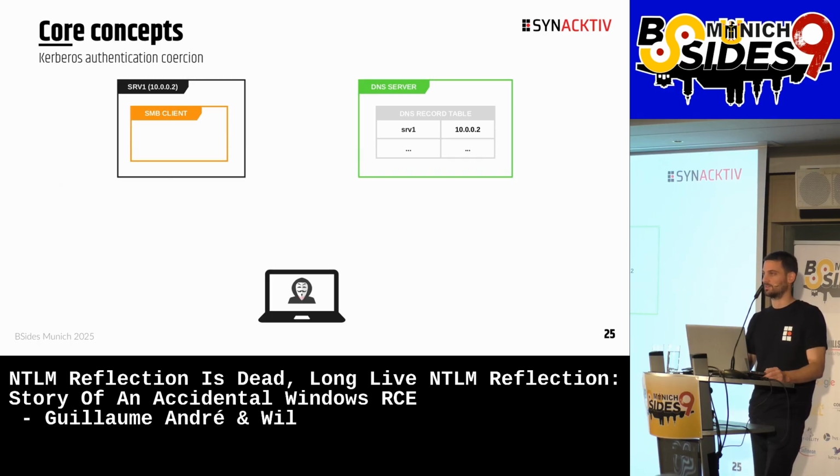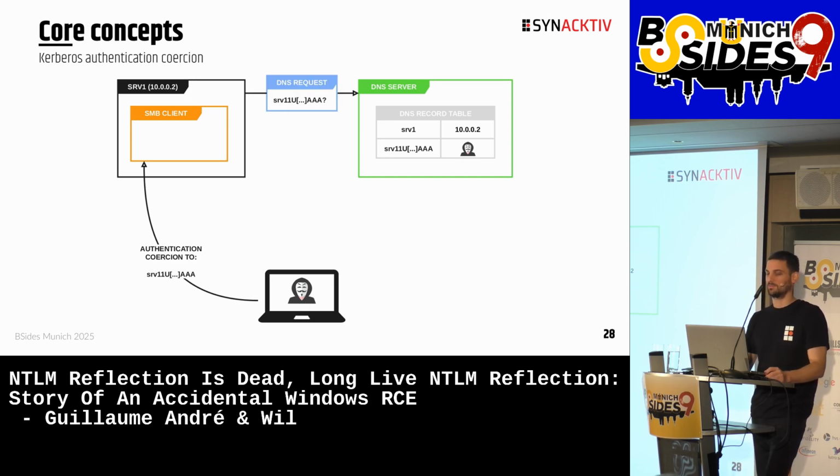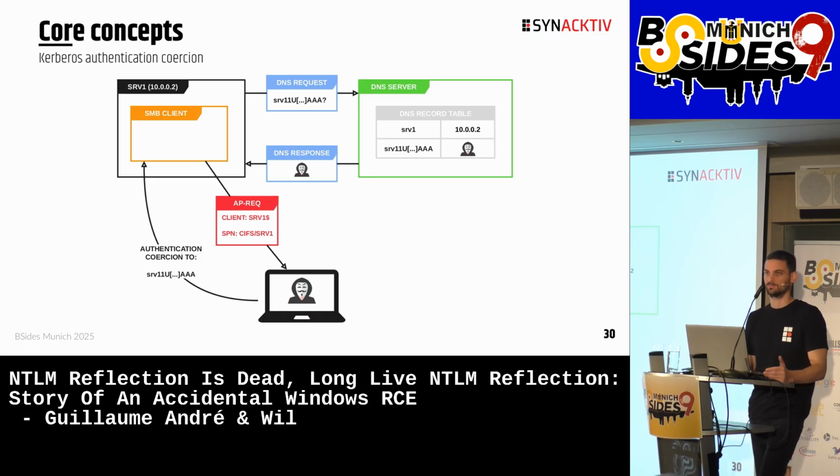So again, we can illustrate that with the same scenario. First, we add the DNS record, SRV1 followed by the marshalled target information structure. It will point to our attacker IP. Then we perform the authentication coercion using that specific crafted DNS record. Again, the machine will ask the DNS server what is the associated IP address. The DNS server will answer with the attacker IP. And then we will receive the incoming authentication with an AP-REQ for the SPN that we want. This is how Kerberos authentication coercion works.